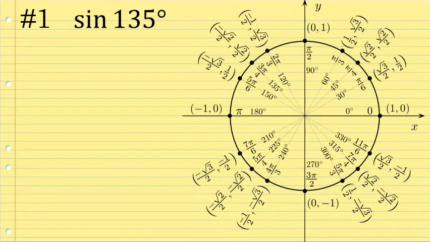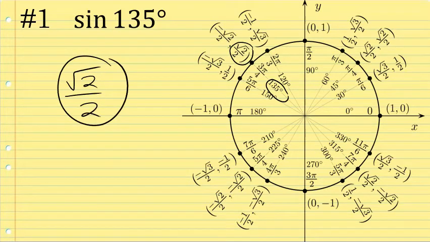Number 1, the sine of 135 degrees. Remember, the sine is the associated y-coordinate with 135 degrees. The y-coordinate associated with 135 degrees is the square root of 2 over 2. The sine of 135 degrees is exactly the square root of 2 over 2. This is an irrational number, but it can be represented exactly with root 2 over 2.